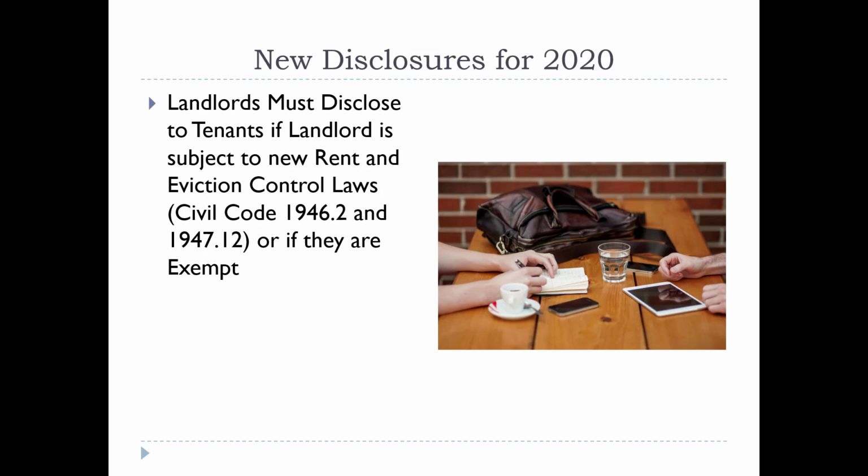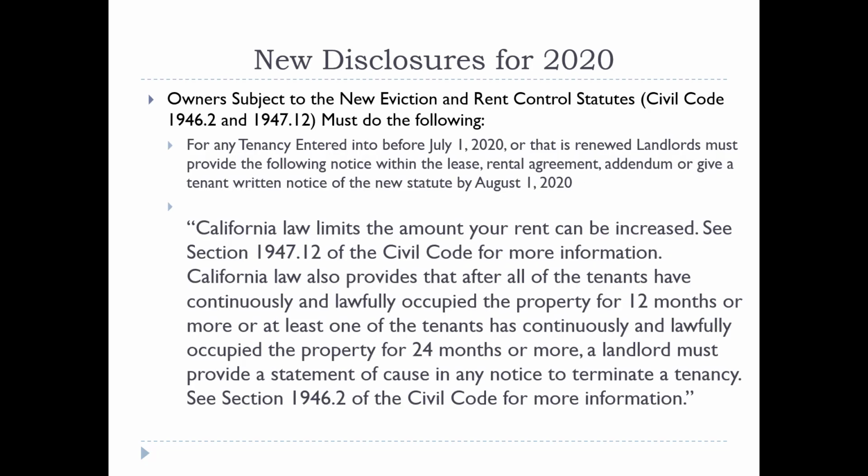So, with this new fancy eviction control, there are going to be some new disclosures for landlords to tell their tenants whether or not 1946.2 applies to them or not. And we'll go over those right now. So, for owners that are subject to the new eviction control statute, for pretty much any new lease that's entered into on or after July 1st, 2020, you're going to have to give tenants the disclosure below, that's in parentheses: California law limits how much rent can be increased and limits how you can do an eviction. Okay.